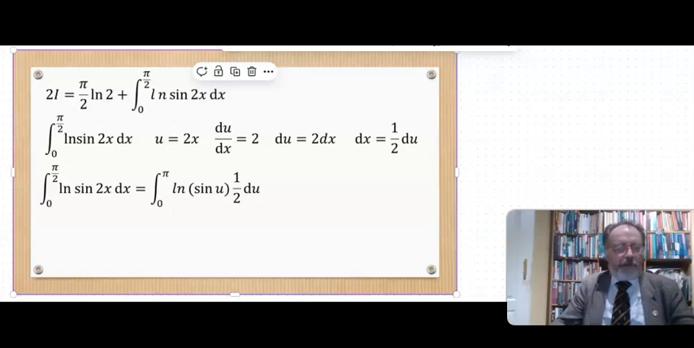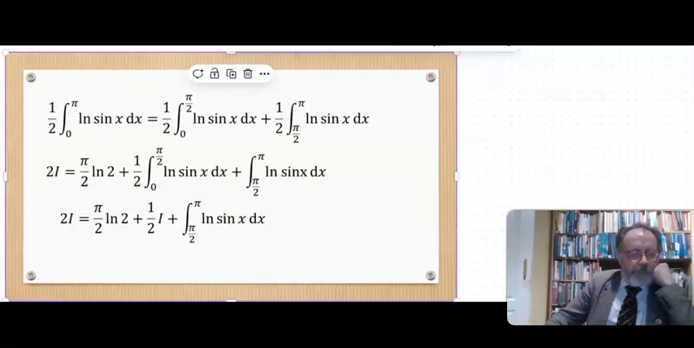And so if we also substitute the limits and go from pi by 2 to pi, the integral between 0 and pi by 2 of ln sin 2x is the integral between 0 and pi of half of ln sin u du. And in the next slide, we are going to make the trivial switch from u back to x again. And so half the integral between 0 and pi of ln sin x is half the integral between 0 and pi by 2 of ln sin x dx plus half the integral between pi by 2 and pi of ln sin x dx.